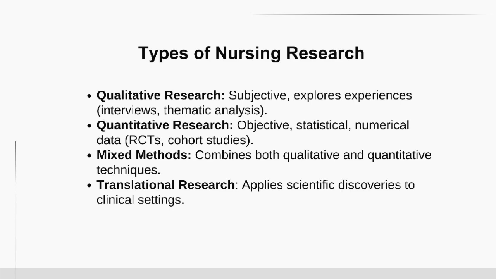Section 7, Types of Nursing Research. Now let's look at types of research. Qualitative. Focuses on lived experiences and meanings. Used in interviews, focus groups. Quantitative. Uses numbers and statistics. Think RCTs, surveys. Mixed methods. Combines both to provide a richer picture. Translational research. Applies lab findings into real patient care. Choosing the right method depends on your question.